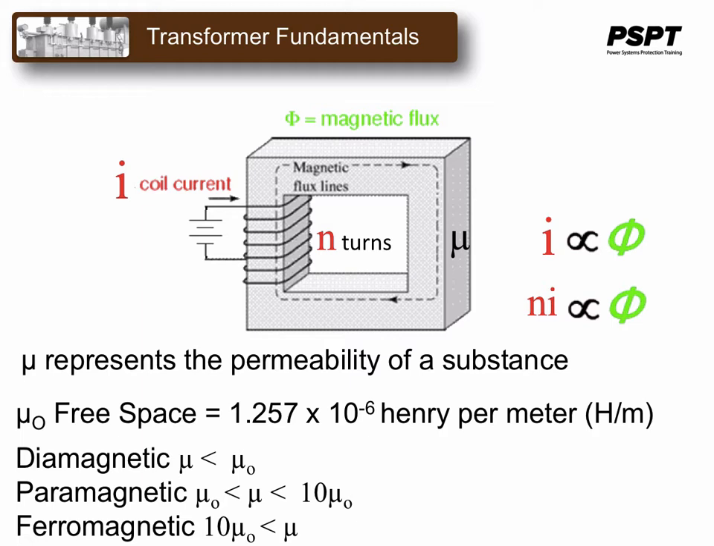In engineering applications, permeability is often expressed in relative rather than absolute terms. If mu subscript 0, or mu naught, represents the permeability of free space, and mu represents the permeability of the substance in question, then the relative permeability, mu subscript r, is given by this equation.